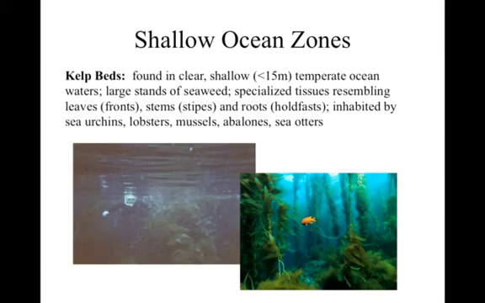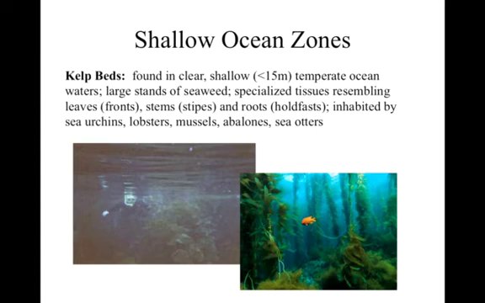Again, another similar type of shallow ocean zone is the kelp bed, and that's actually a picture of me snorkeling in a kelp bed off California. These are found in clear, shallow, temperate oceans, and they're actually large stands of seaweed, many meters high, kind of floating in the water. Now these kelps have specialized tissue that resembles leaves, stems, and roots, except as opposed to calling them leaves, stems, and roots, we call them fronds, stipes, and holdfasts.